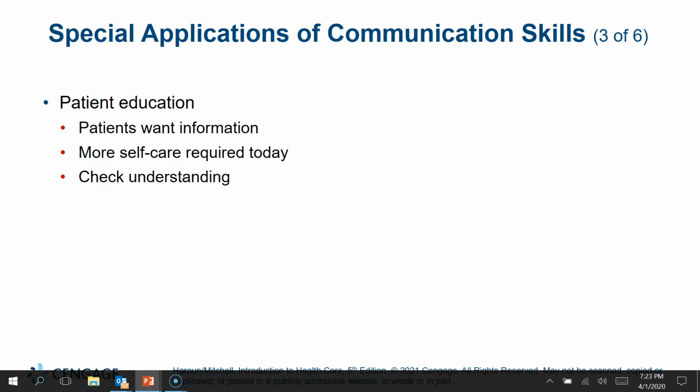One of the things with patient education that we're seeing is that it's on the increase because, again, our hospital stays are shorter and people are required to take care of themselves more than they ever have been. So we need to make sure that we are following through, teaching them what they need to know, and also make sure they understood what we just said.